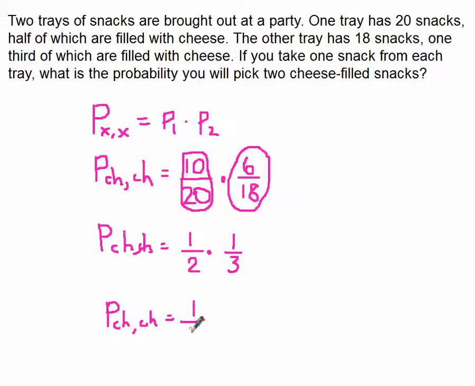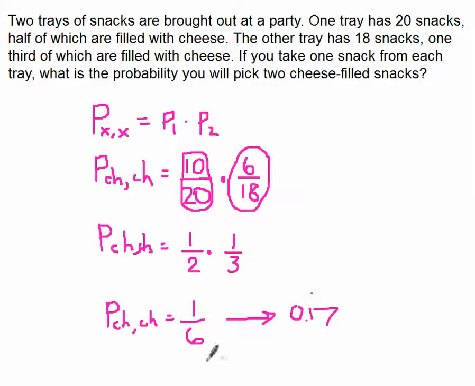Therefore, when I multiply, the probability that I'm going to get a cheese-filled snack from both trays in a row is 1 in 6. Now I can leave it as a fraction, or if it asks me to write it as a decimal, I can round to the nearest hundredth. It works out to 0.17. So you have a 0.17 probability of picking two cheese-filled snacks in a row.